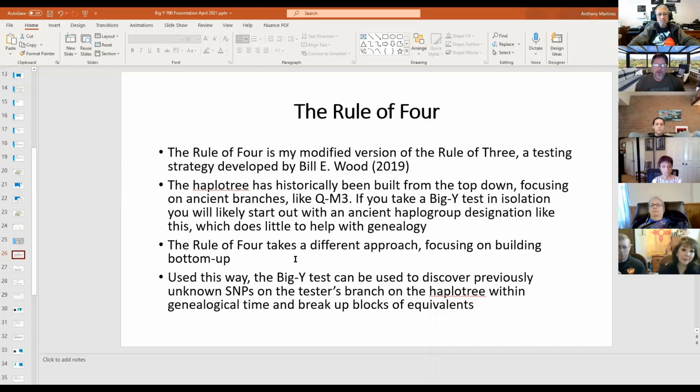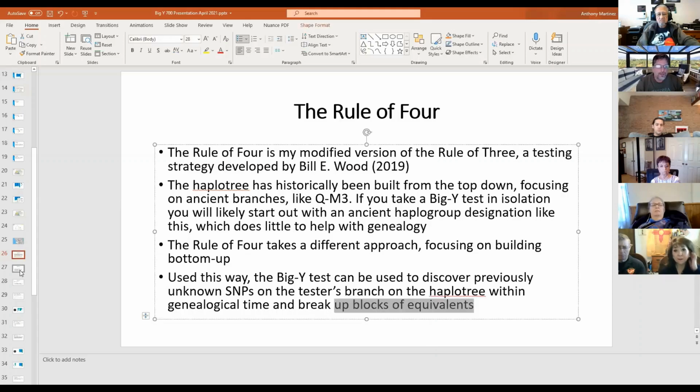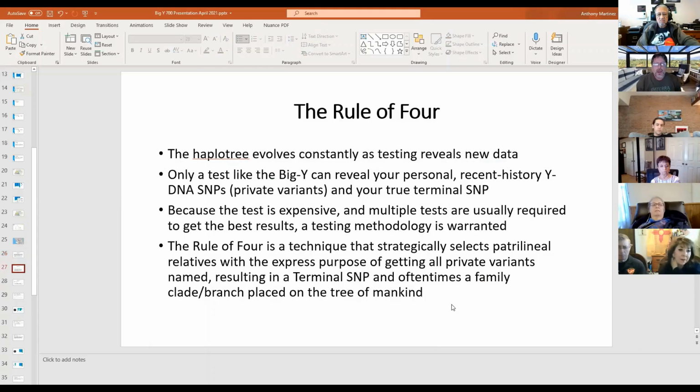So used this way, the big Y test can be used to discover previously unknown SNPs on the test search branch on the haplotree within genealogical time and break up blocks of equivalence. Remember, now that you know what a block of equivalence is. So the haplotree evolves constantly as testing reveals new data. And I gave you that example where this other person comes in and it breaks that block up, right? Only a test like the big Y can reveal your personal recent Y-DNA SNPs, your private variants, and your true terminal SNP.